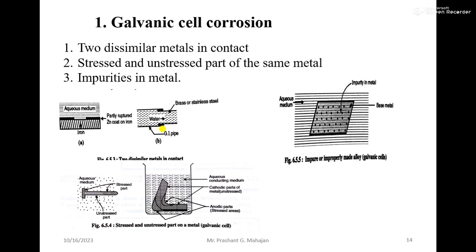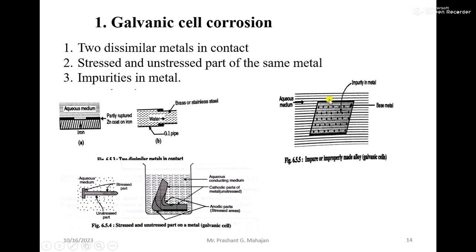Second, stressed and unstressed parts. So you can see that a bent pipe is there. So two portions are formed. One is the stressed part, that is at the bent portion, which will be acting as anode, and second is the unstressed or plain part, which will be acting as cathode. So always remember, the part acting as anode will be the corroding part, and oxidation takes place at anode, and the plain part will be acting as cathode. So reduction occurs at cathode, but there should be electrolyte.